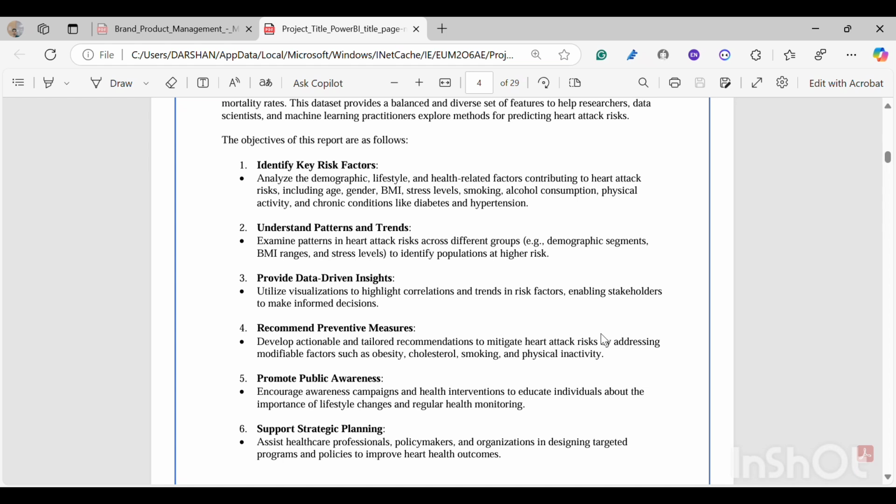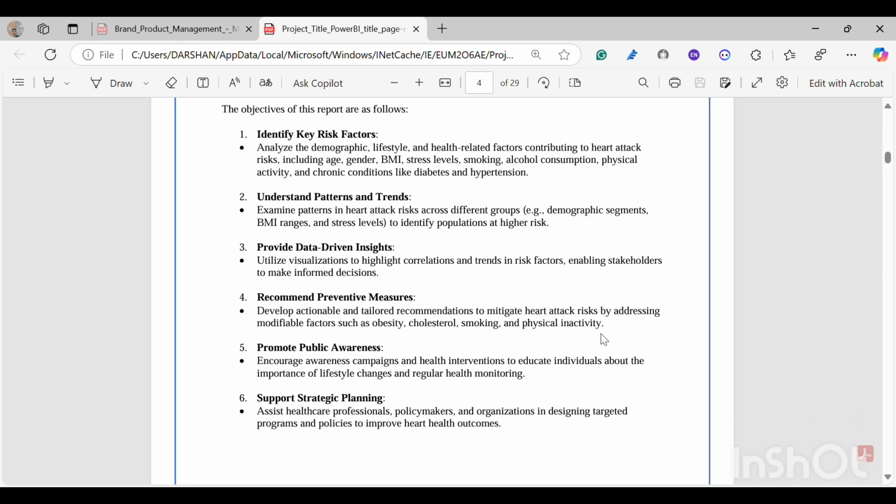The second is to understand the patterns and trends. We will look at the various trends and patterns associated with demographic segments like gender, age, BMI ranges, and stress levels to identify the population at higher risk, so that we can get insight into which demographics are more prone to heart attack risk. Then the third is to provide data-driven insight.